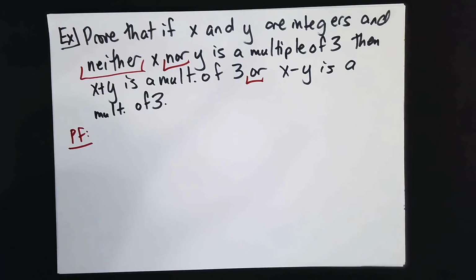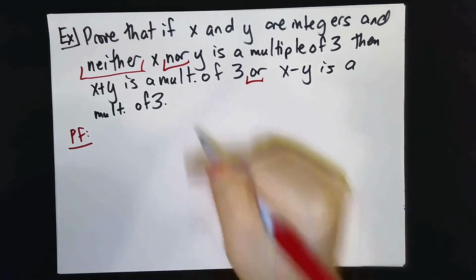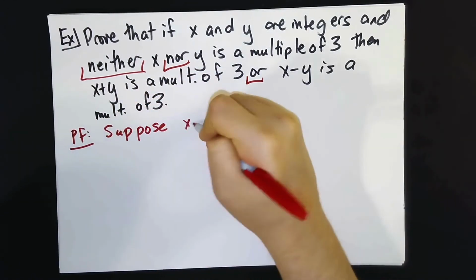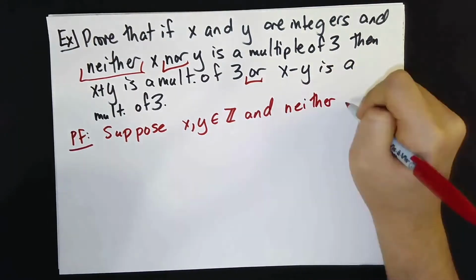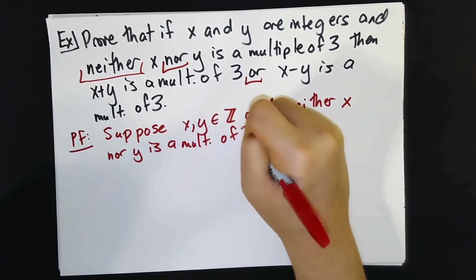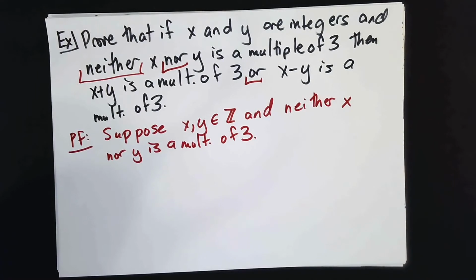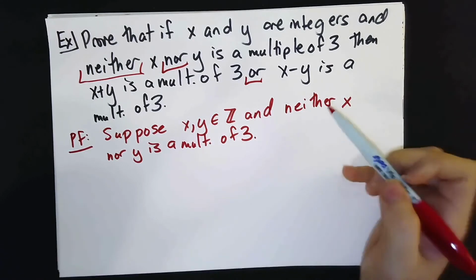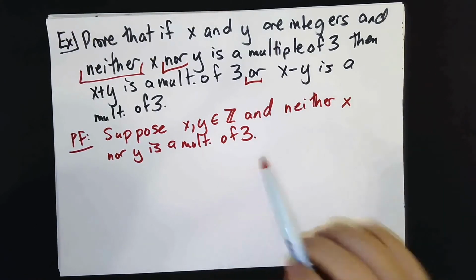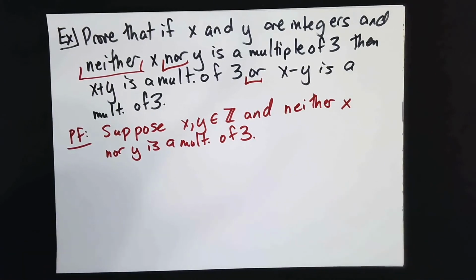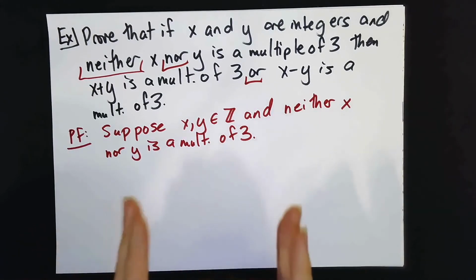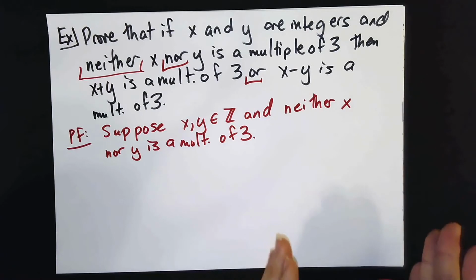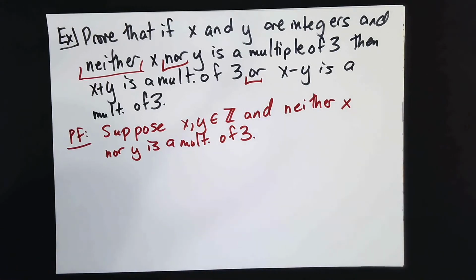So we're going to need to make the hypothesis here, suppose x and y are integers, and neither x nor y is a multiple of 3. Now, fortunately, because of the division algorithm, I'm not completely stuck with the hypothesis that x is not a multiple of 3 and y is not a multiple of 3. Right? Because remember, all integers fall into these buckets, the 3k bucket, the 3k plus 1 bucket, or the 3k plus 2 bucket. And the 3k bucket is the multiples of 3.